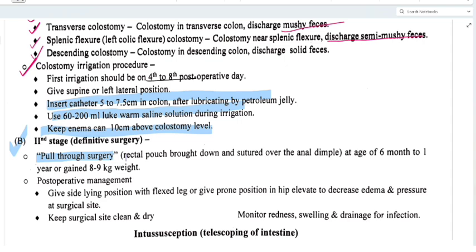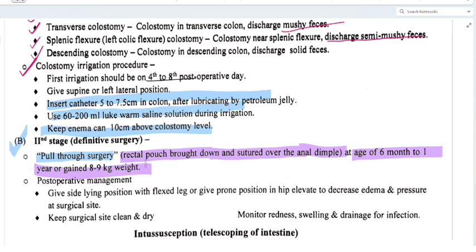Rectal pouch brought down and sutured over the anal dimple at age of 6 months to 1 year, or gained 8 to 9 kg weight. If baby has gained weight of 8 to 9 kg और बेबी का एज 6 months to 1 year है, तब हम second stage surgery करेंगे जिसको हम pull through surgery भी बोलते हैं. इसमें क्या करते हैं हम, rectal pouch नीचे लेके आते हैं और suture कर देते हैं over anal dimple.